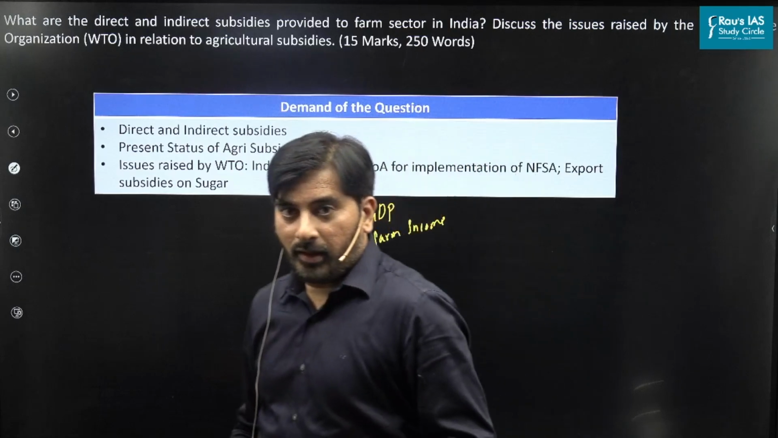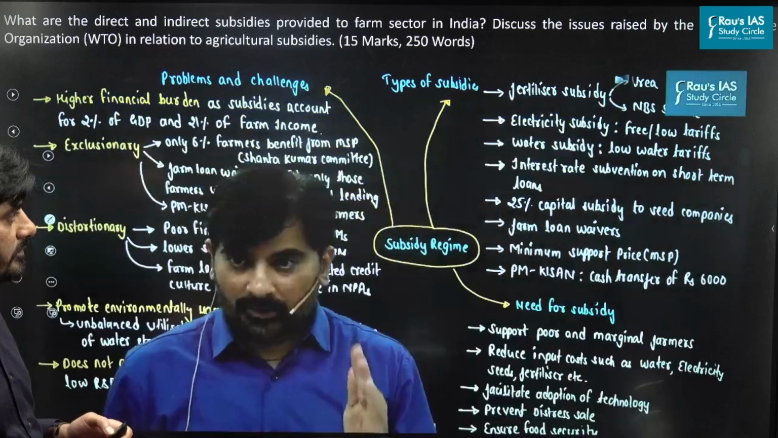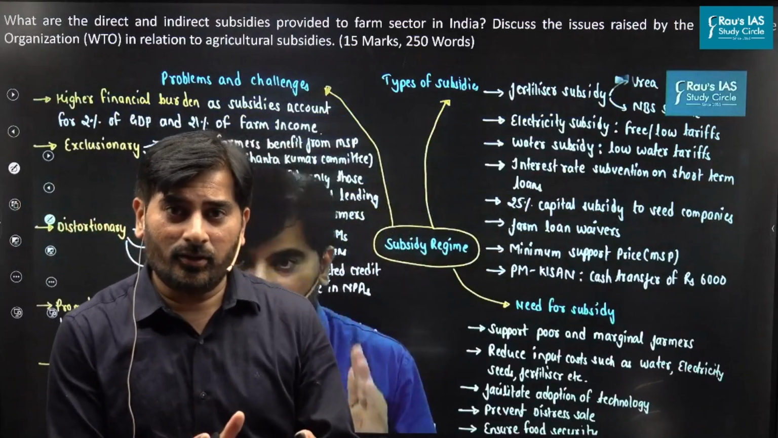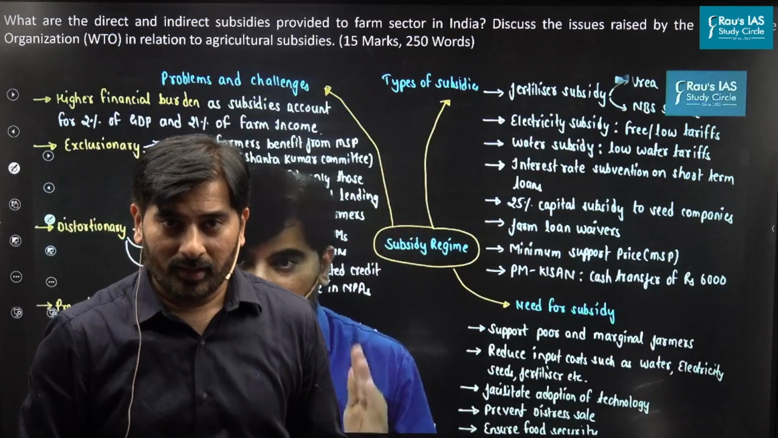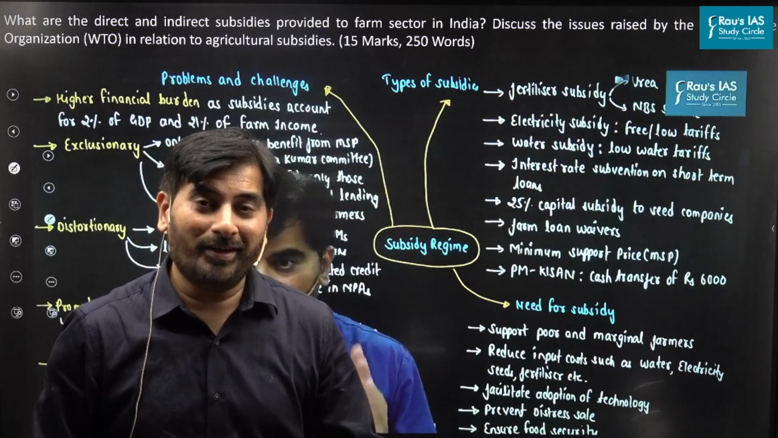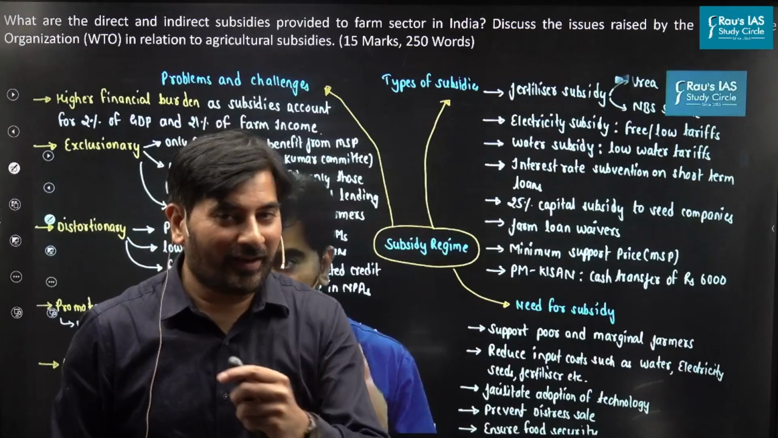If you look at the kind of subsidies which the government is providing, these subsidies can be broadly categorized into direct farm subsidies and indirect farm subsidies. Direct farm subsidies are those kinds of subsidies wherein the government is providing direct financial assistance to the farmers.